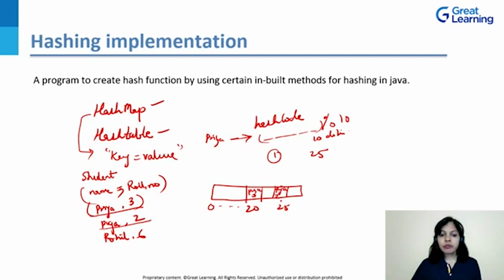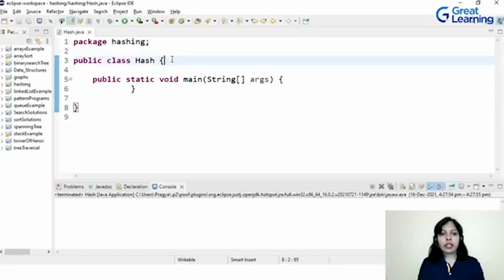Getting it? So this is how the hashing concept or hash code concept is being used by these two collection framework concepts of Java. Now let's see the implementation or coding part of it, and let's go to the IDE now. Okay, so here you can see I have already created a class named hash, and there is a main method, public static void main, here.